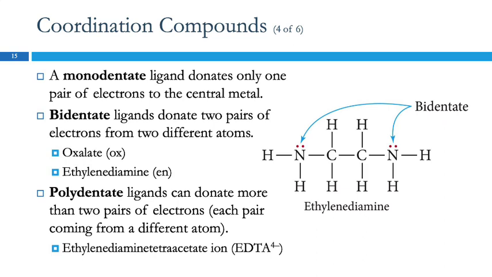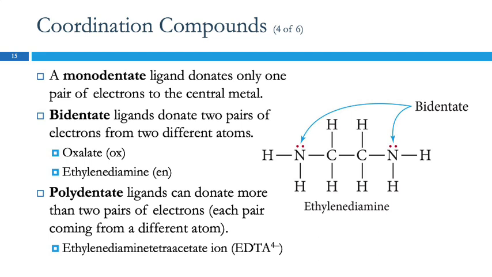So a monodentate donates one pair, a bidentate donates two pairs of electrons. And oxalate and ethylene diamine can do that. They can donate two pairs. And then you can also have polydentate that can donate more than two. And the one we're going to learn about is ethylene diamine tetraacetate ion. And that can donate 4 ions.